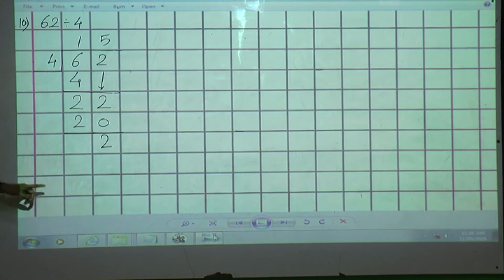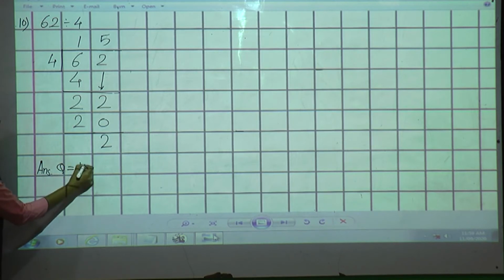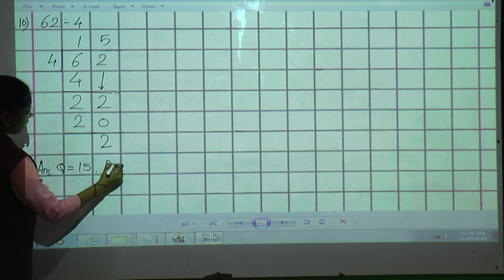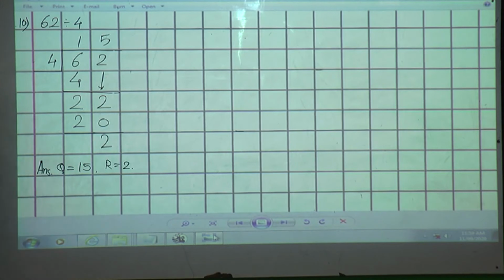Now see this remainder 2. This remainder 2 is smaller than 4. So here our sum is over. So here we can write the answer in this way, that is quotient Q is equal to 15 and remainder R is equal to 2.